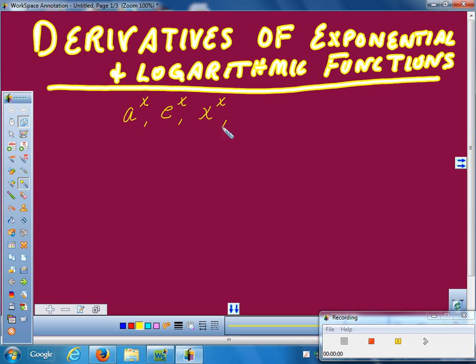And then, of course, we want to get derivatives of natural log of x. You'll see some regular logs, log base 7, log base 2, but we're going to convert them into natural logs to do the derivative. You can't actually do the derivative of a regular logarithm.